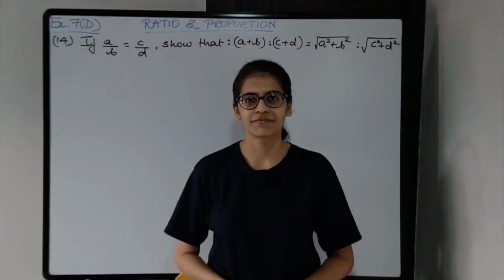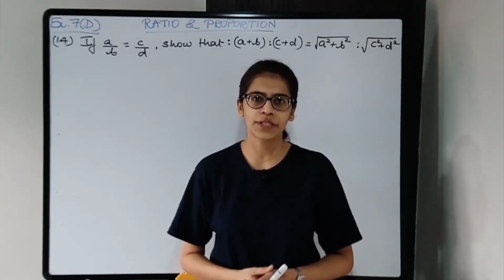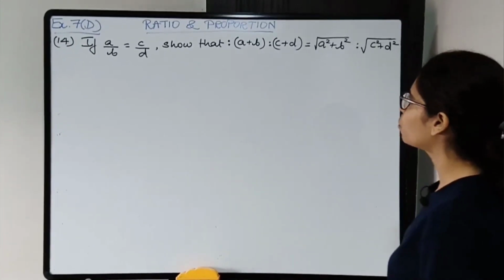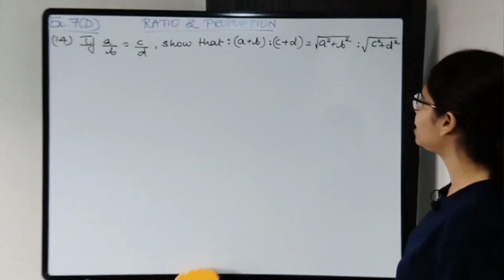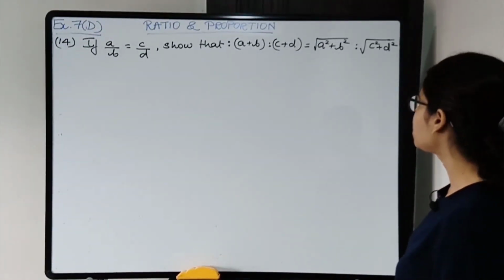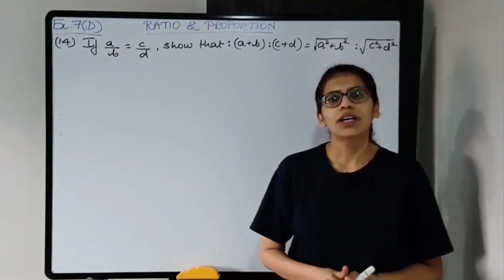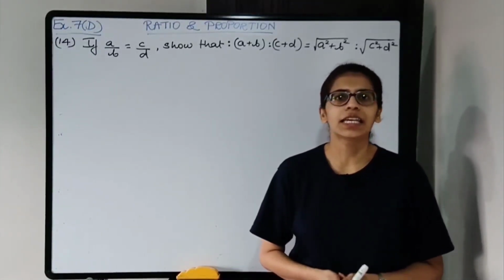Alright, moving on to next question, question number 14. If a upon b is equal to c upon d, show that a plus b is to c plus d is equal to square root of a square plus b square is to square root of c square plus d square. Again, there are two methods applicable over here. One is using property and other is K method.